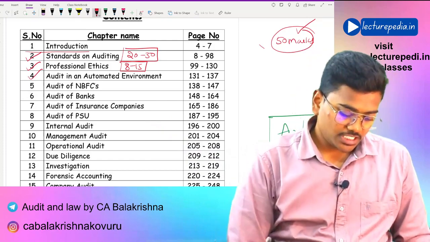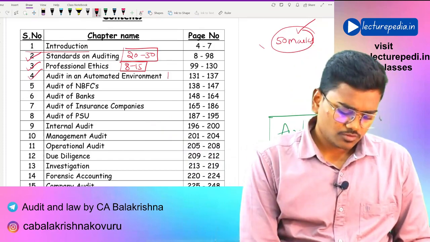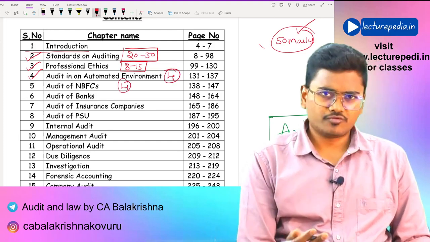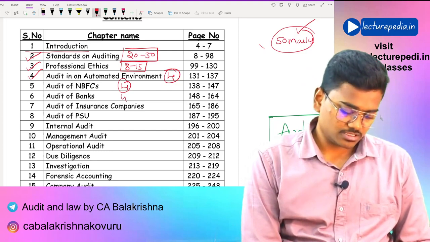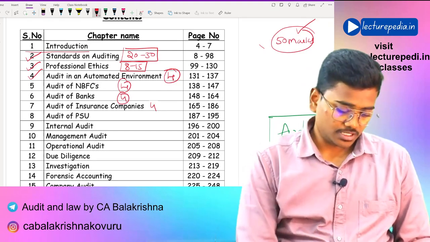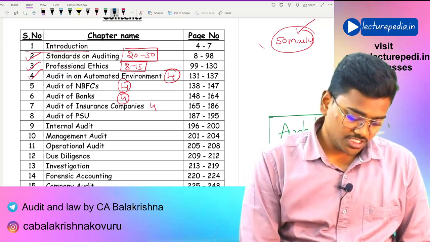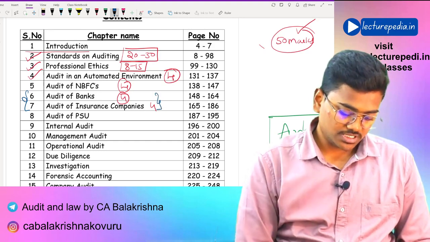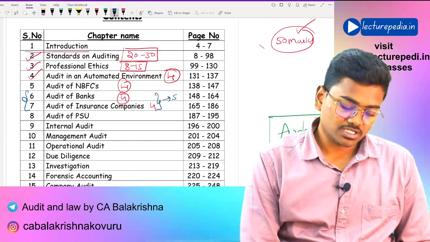And next, audit in automated environment has 4 marks weightage. Audit of NBFC, even this is 4 to 5 marks. Audit of banks, 4 to 5 marks. And audit of insurance companies, 4 to 5 marks. From these two chapters, audit of banks and audit of insurance companies, you can expect 5 marks.